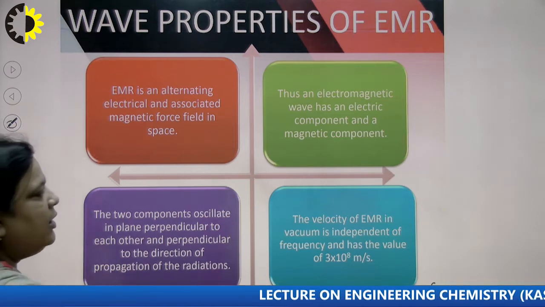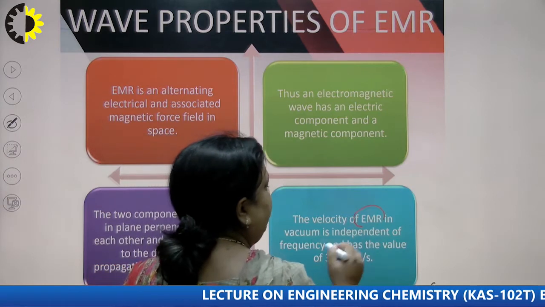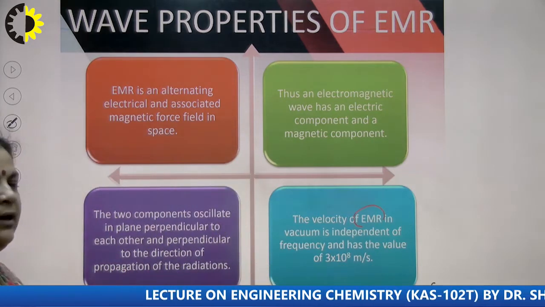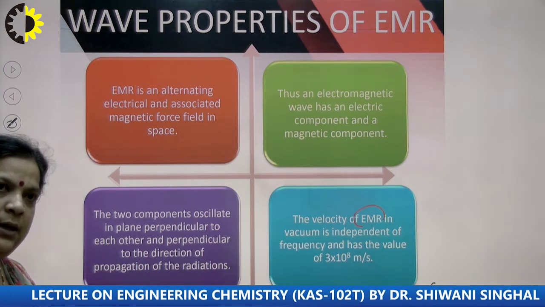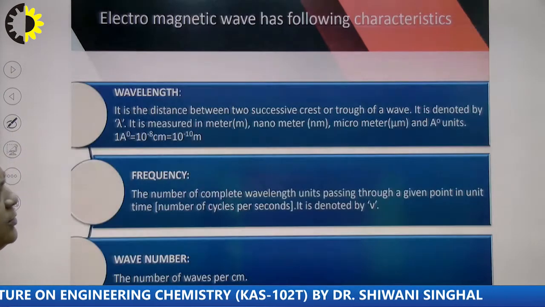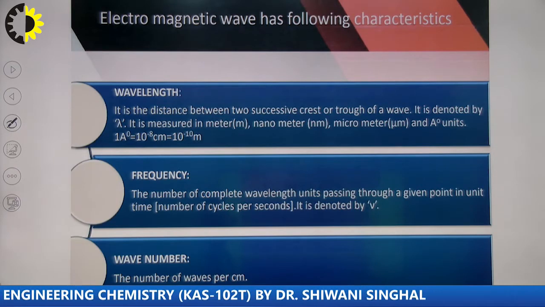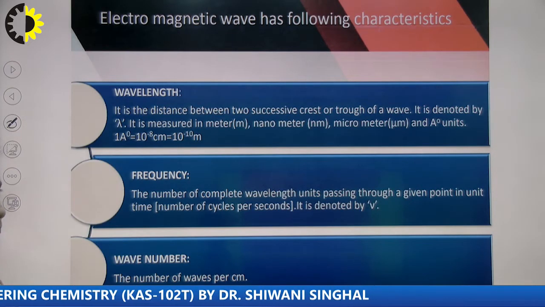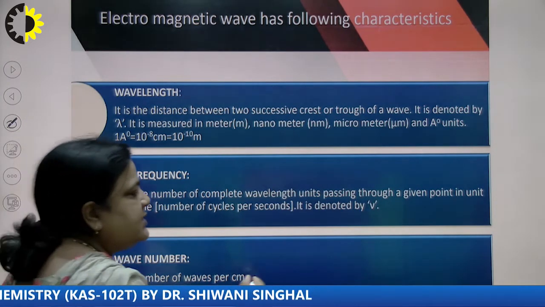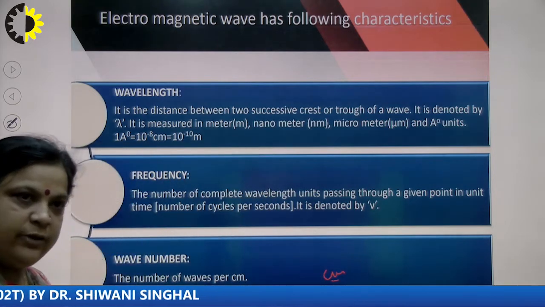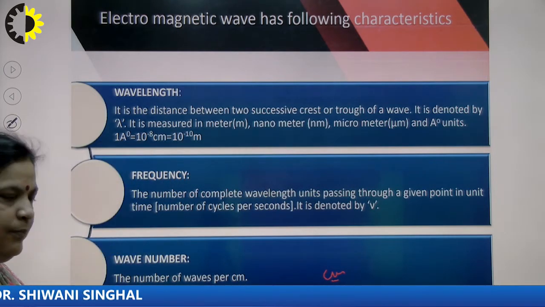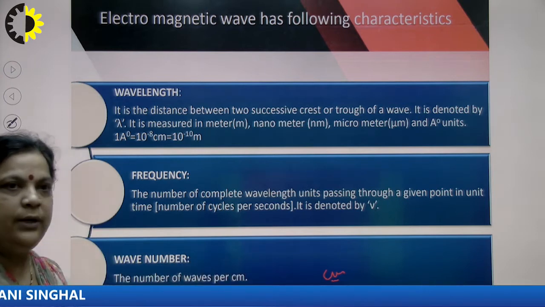The velocity of EMR in vacuum is independent of frequency, and it has the value 3 into 10 to the power 8 meter per second. In initial calculations of spectroscopy, the unit plays an important role. So, be aware: if you take centimeter, then all units should be in centimeter, centimeter inverse, etc. So, be aware of the units.